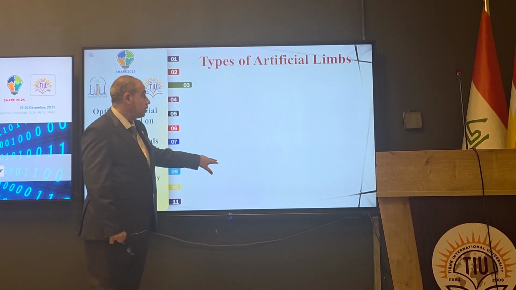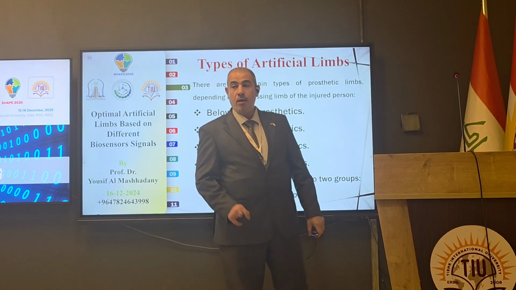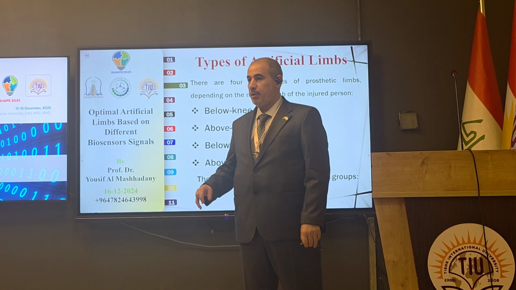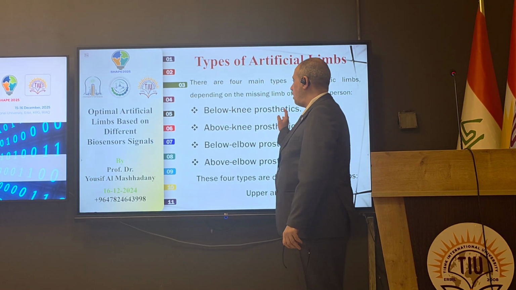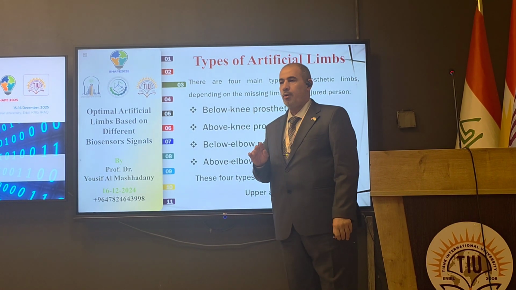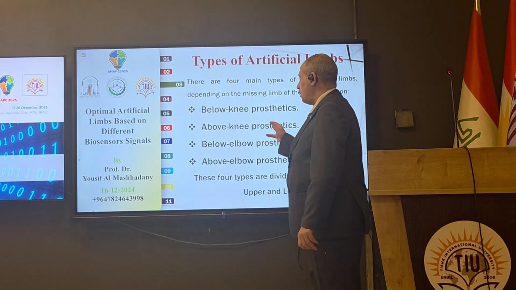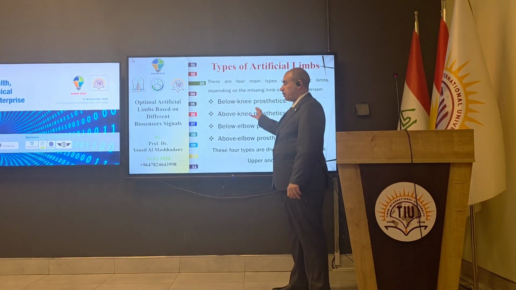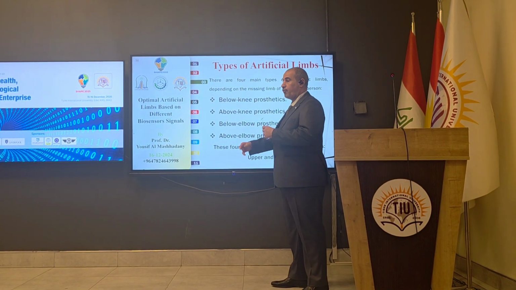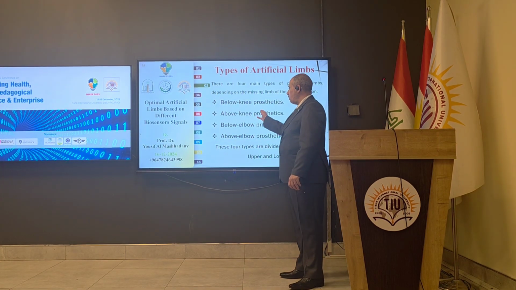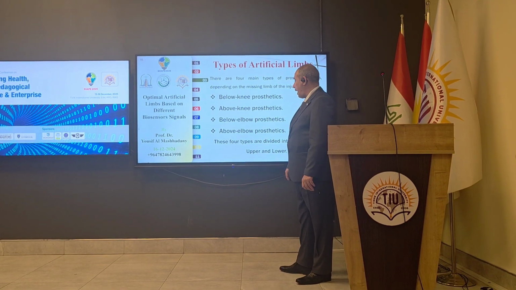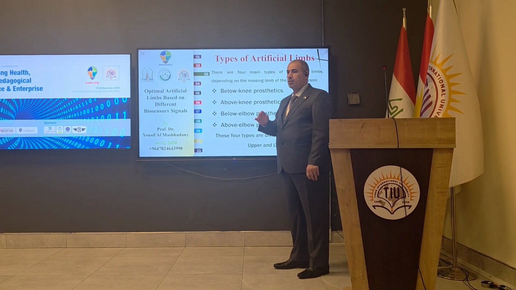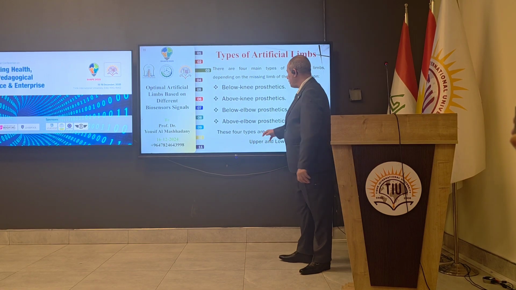type of artificial limbs. Depending on the position of the prosthetics in the human body, we can get a group of prosthetics: below knee, above knee, knee joint, below elbow, above elbow. In abbreviation, BK, AK, BE, AE. These two groups can also be divided into upper limb and lower limb.